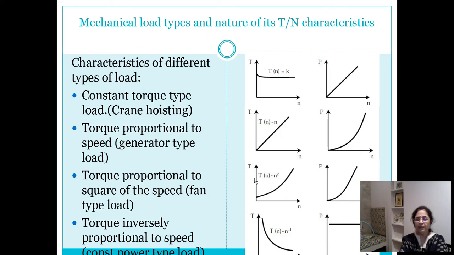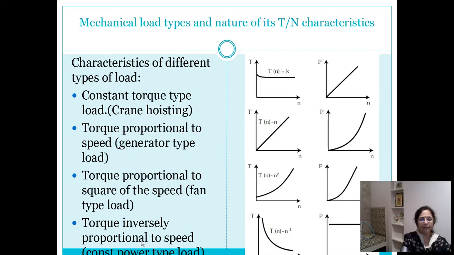Now in this case, power is calculated as omega into T, right? But torque is proportional to N square. So power becomes N cube. Okay, so power is in proportionality to N cube. So this is also a very typical example where torque increases in proportionality to square of speed and power increases in proportionality to cube of speed. This is also a very important type of electrical load.